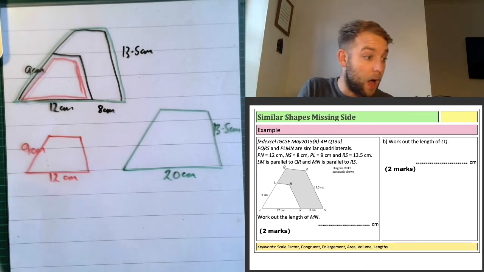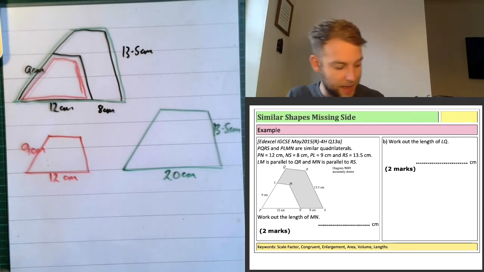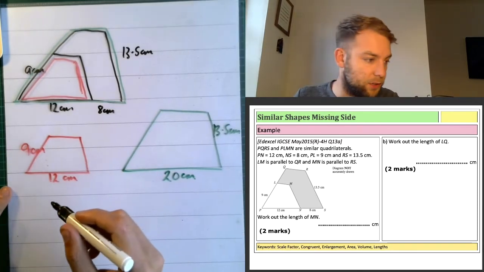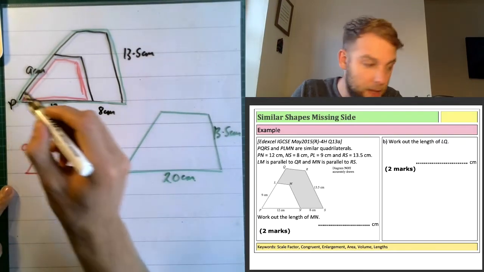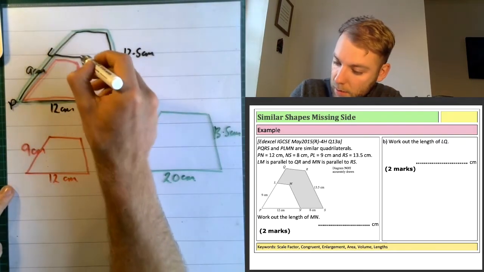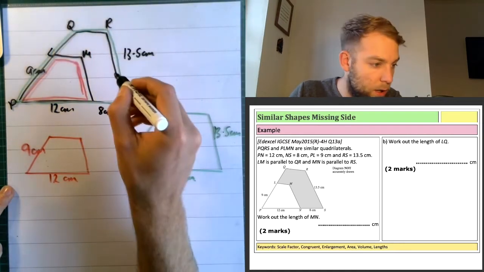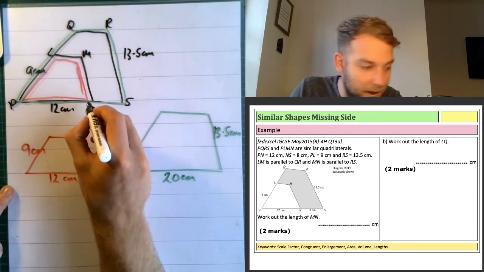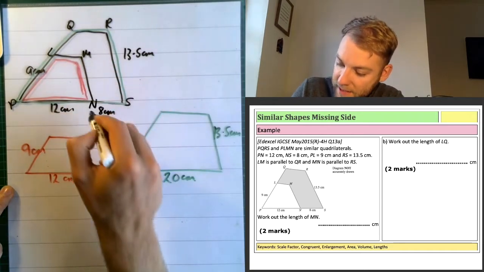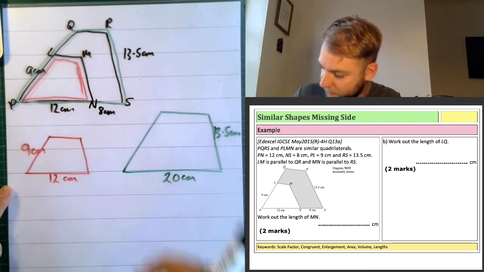So, for part A, it says find M to N. Now, I probably should have labelled all these, shouldn't I? So, P, L, M, Q, R, S, and N. So, M to N is here. So, this is the length I want to find.